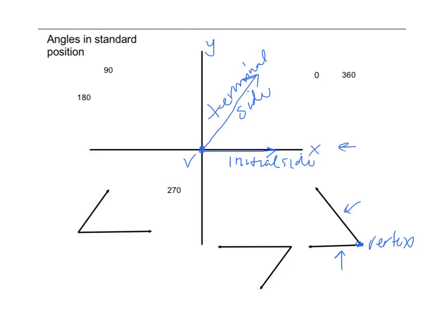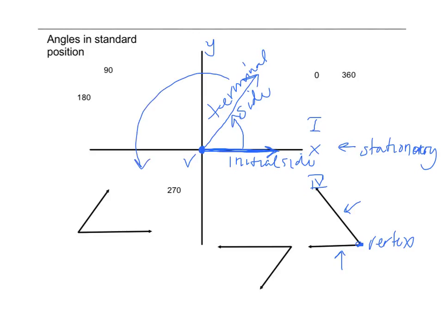The initial side is stationary. It does not move. I can't spell it, stationary. Okay, so the vertex is on the origin. The initial side is on the x-axis right here between the first quadrant and the fourth quadrant. Then it moves in a counterclockwise position, and it actually can revolve all the way around.